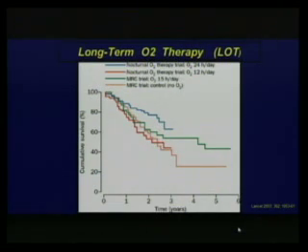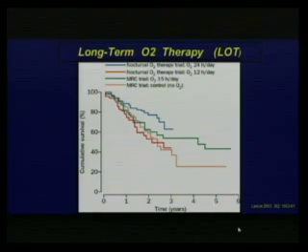So oxygen therapy, these are graphs from the MRC and the NOT trial. These people were on oxygen 24 hours a day. These people 12 hours. These people 15. These people none. And you see that clearly in patients who have substantial daytime hypoxemia, the more you wear your oxygen, the less likely you are to die.